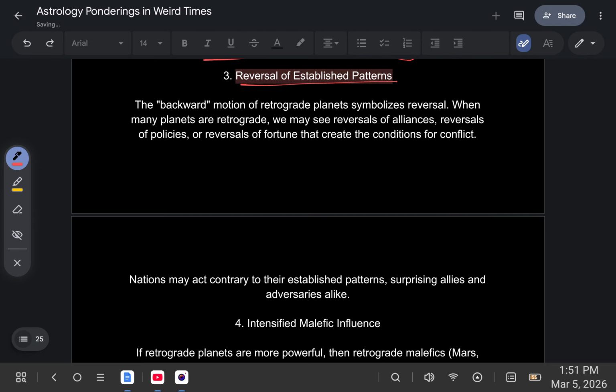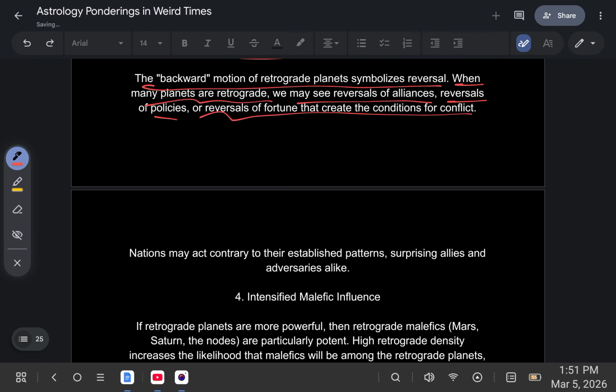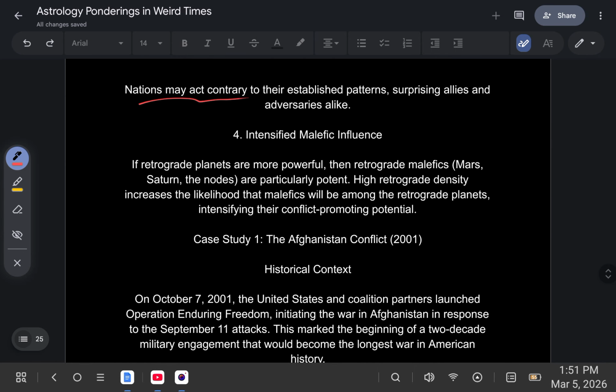Reversal of established patterns. The backward motion of retrograde planets symbolizes reversal. When many planets are retrograde, we may see reversals of alliances, reversals of policies, or reversals of fortune that create the conditions for conflict. Nations may act contrary to their established patterns, surprising allies and adversaries alike.